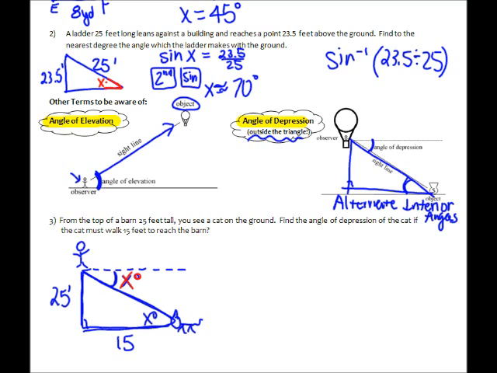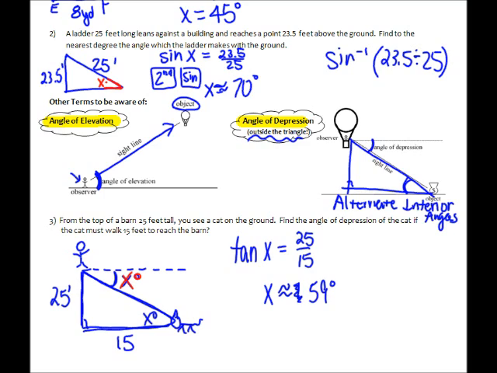So what trig ratio would you use? Not having the hypotenuse, we know it's a tangent, and the tangent of some degree measure is equal to 25 over 15. So what angle has a tangent of 25 over 15? You're going to plug in your second key with your tangent key, and you should get approximately 59 degrees. That's a mess, but that's 59 degrees.